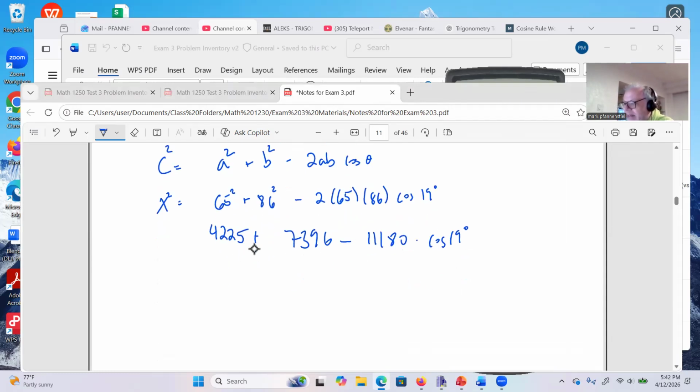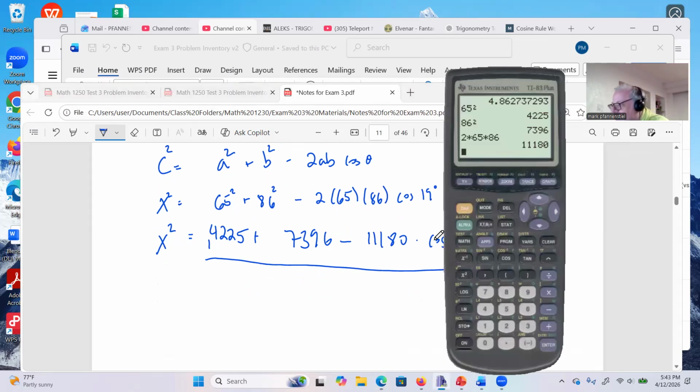So let's go ahead and start extracting some things and put them on the other side. This is equal to x squared. Actually, there is no other side. It's only the one side. We could just type this into the calculator in one full swoop here, and that's what we're going to do. So I'm going to say this is going to be 4225 plus 7396, minus 11180 times, and we have our cosine of 19 degrees.